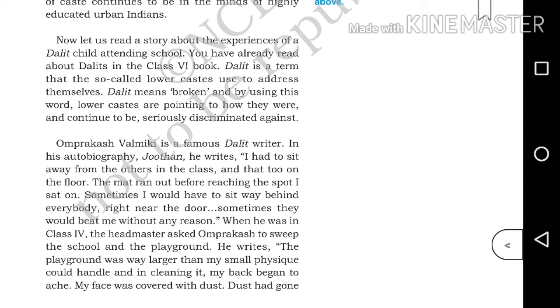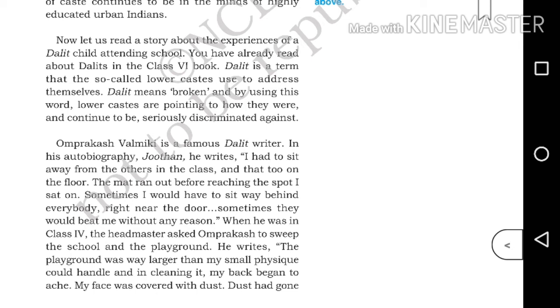Now let us read a story about the experiences of a Dalit child attending school. You have already read about Dalits in the Class 6 book. Dalit is a term that the so-called lower castes use to address themselves. Dalit means broken, and by using this word, lower castes are pointing to how they were and continue to be seriously discriminated against. Dalit is a term used to address the people who belong to the lower caste. The term Dalit means broken. So by using this term, the lower caste people are pointing out that they are highly discriminated against.